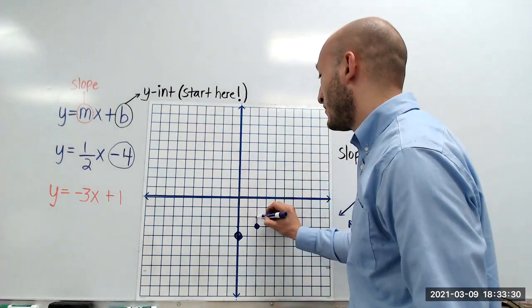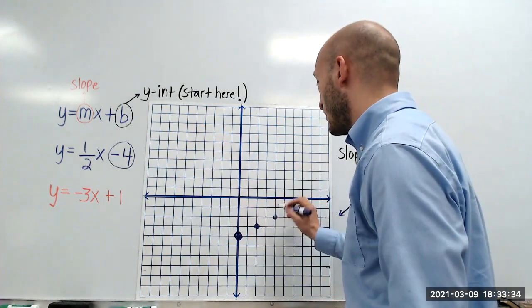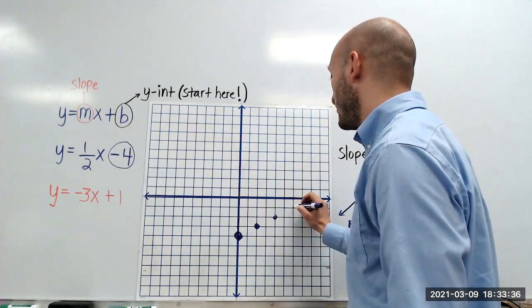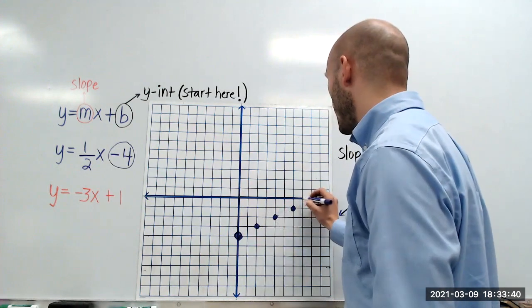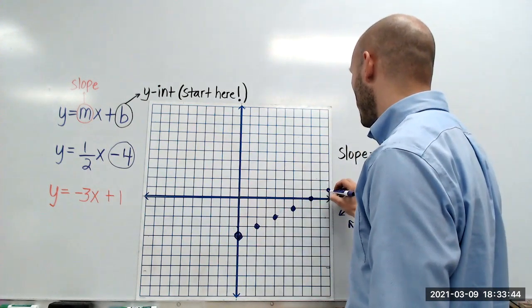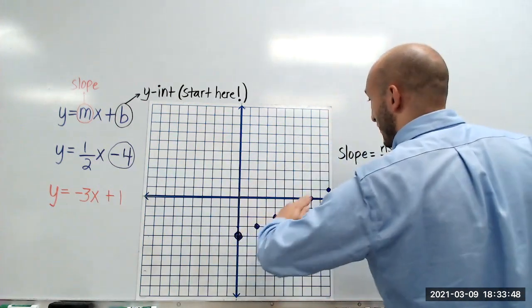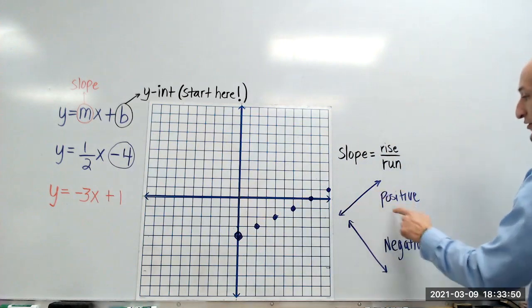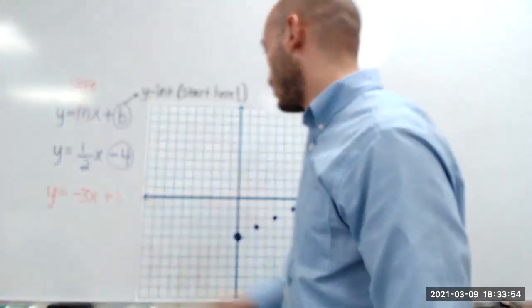Up 1, right 2. Up 1, right 2. And so forth. Look at this trend. It's going up the hill, so positive. Okay, I'm correct. Yeah, it is a positive slope.